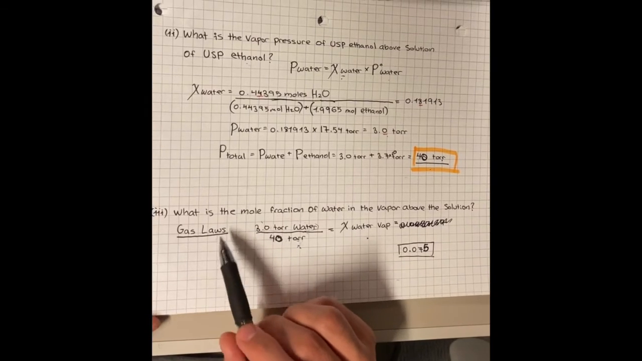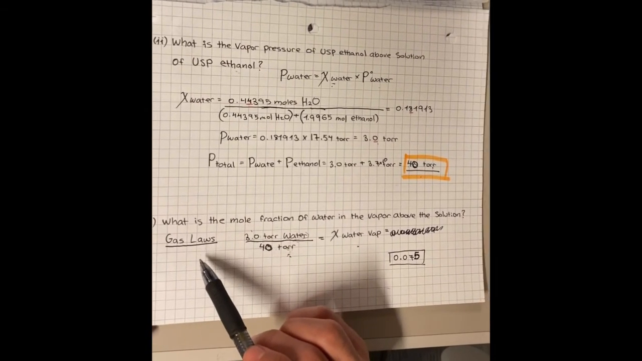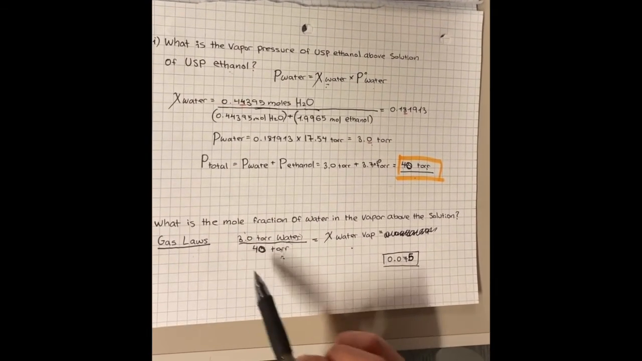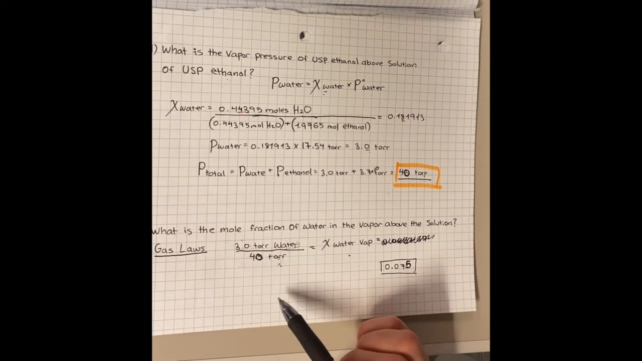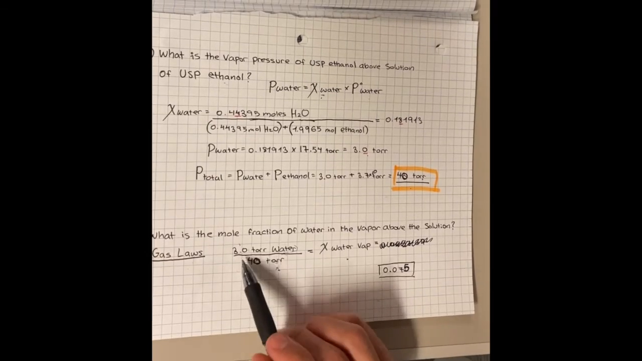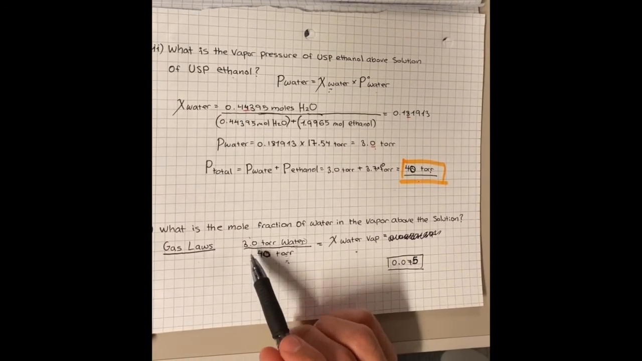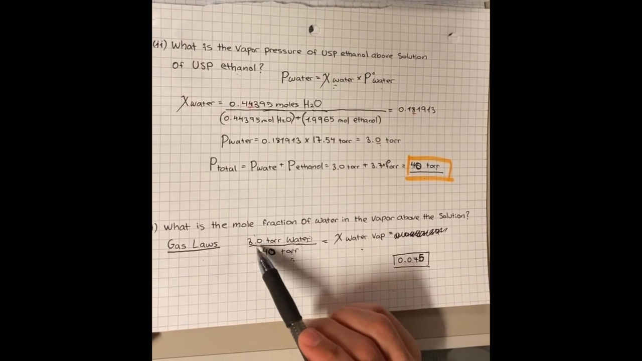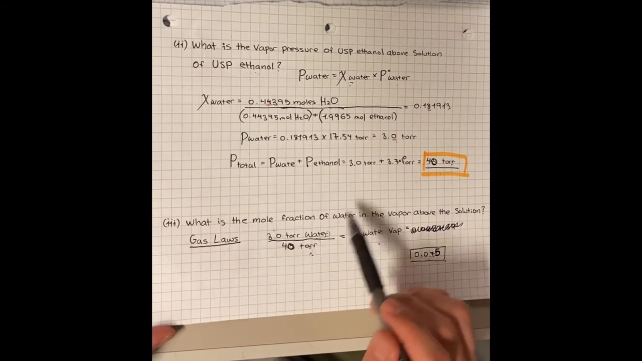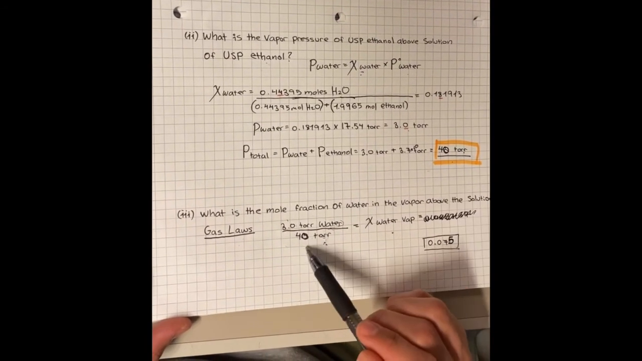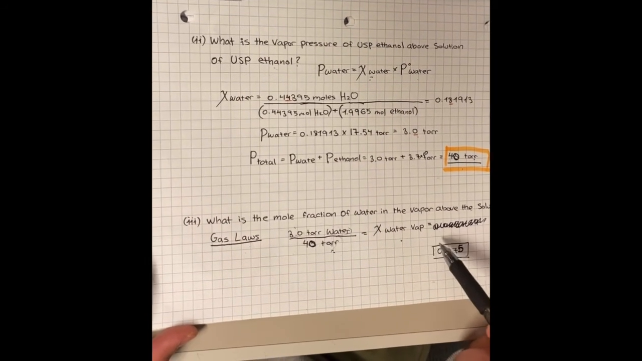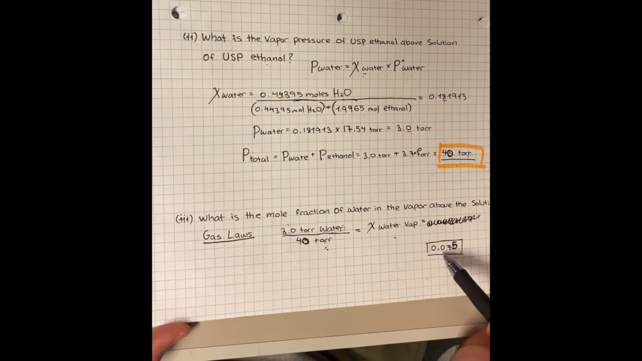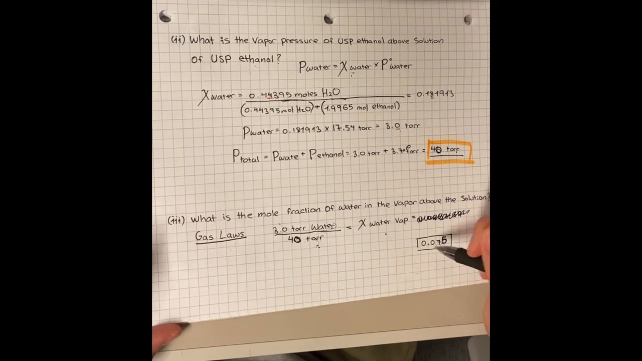So remember, according to the gas laws in chapter 5, the mole fraction of a gas equals its partial pressure fraction. So what I'm doing is I take the partial pressure of water vapor, which is 3.0 torr, over the total pressure, which I found here, 40. That equals the mole fraction of the vapor, which equals 0.075 with two sig figs.